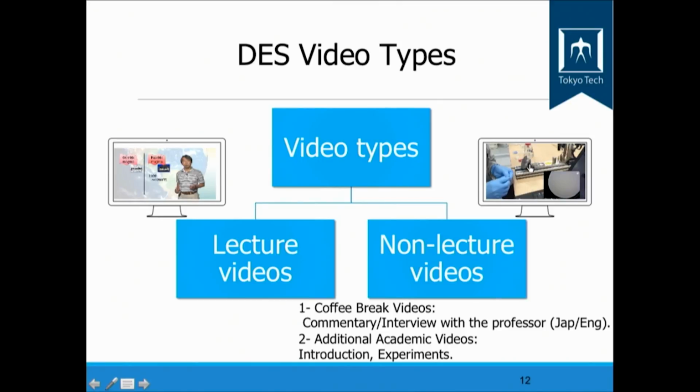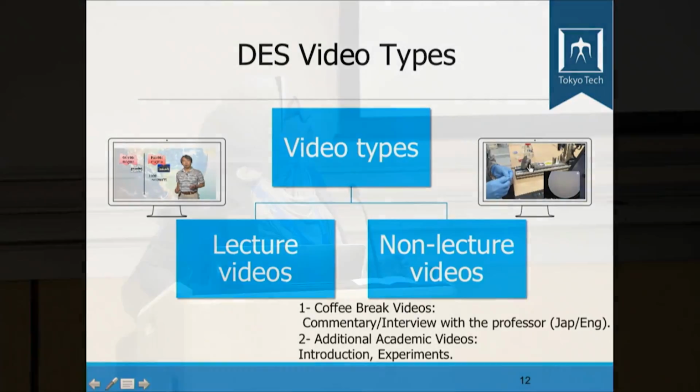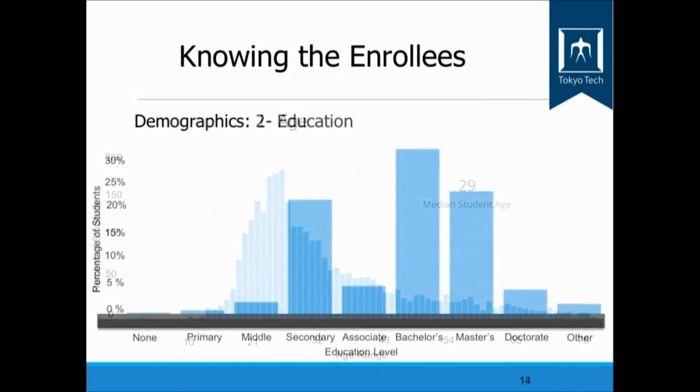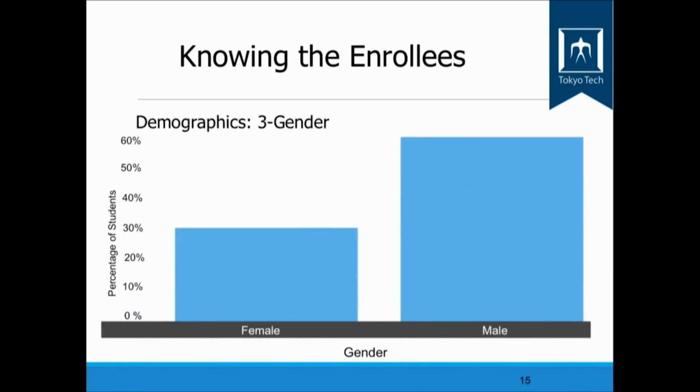So this is an overview of Deep Earth Science. After that, I'm going to talk about the data that we can know from edX Insights directly, which I'm sure all of you have seen before. We can know the age of the people who enrolled in the course. The average age of the people enrolled in this specific MOOC was 29 years old. We can know the education level of the people who enrolled in the MOOC. We can know the gender. From this graph, we can see 2/3 of the people who enrolled are male, while 1/3 is female.